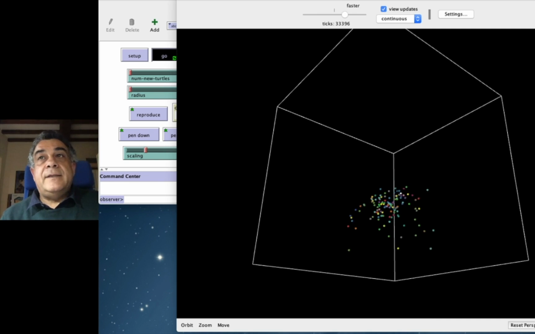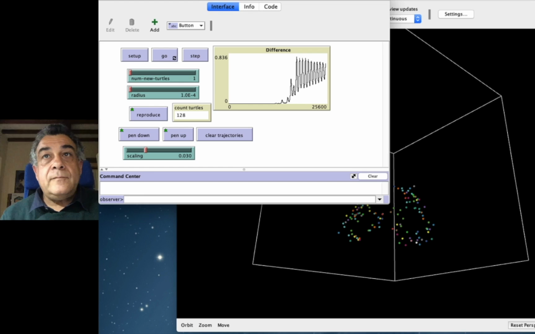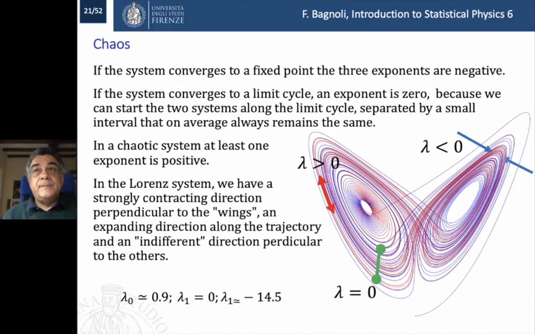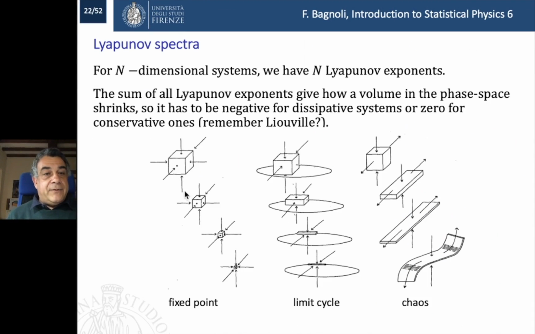Okay, and so the essence of chaos is essentially this one. While in a fixed point volumes shrink to a point, and in the limit cycle they shrink to, say, a one-dimensional object, in three or more dimensions they still shrink in a dissipative system, but they are also dispersed along the attractor, and this gives the chaos.